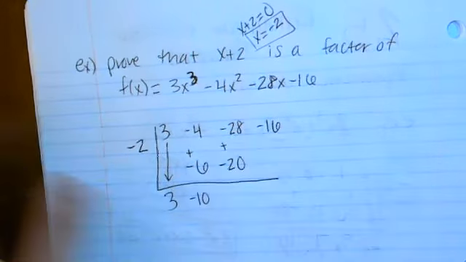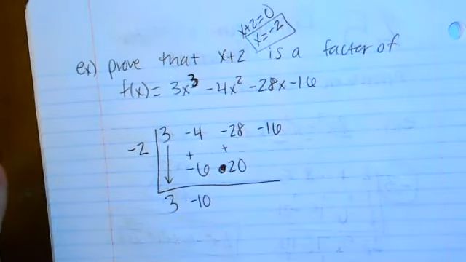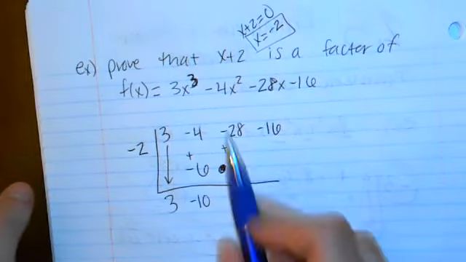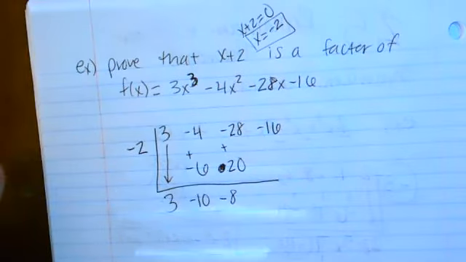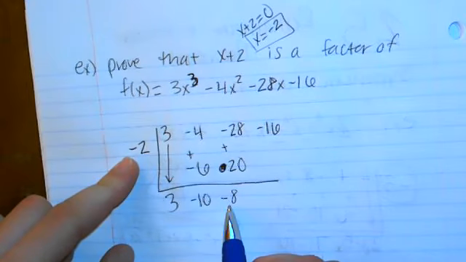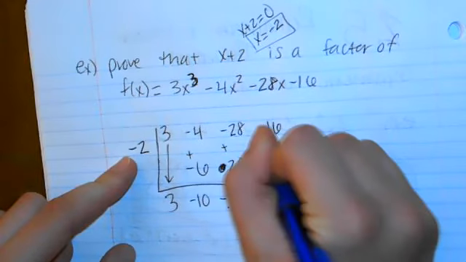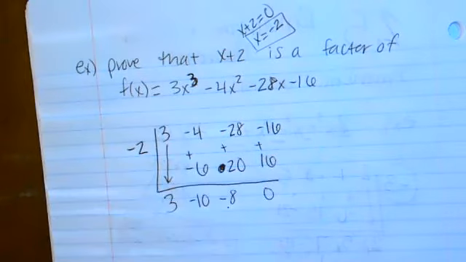And now, oh, sorry, positive 20. Two negatives make a positive. So positive 20. Add straight down, negative 8, right? Negative 28 plus 20, negative 8. Negative 2 times negative 8 is positive 16. So we add straight down and we get 0.